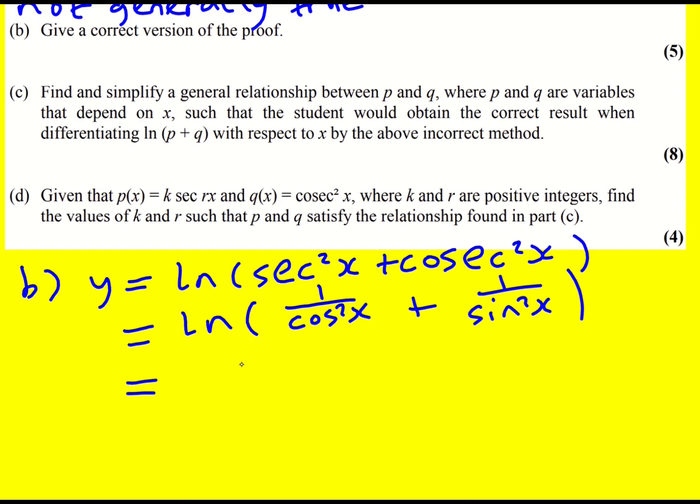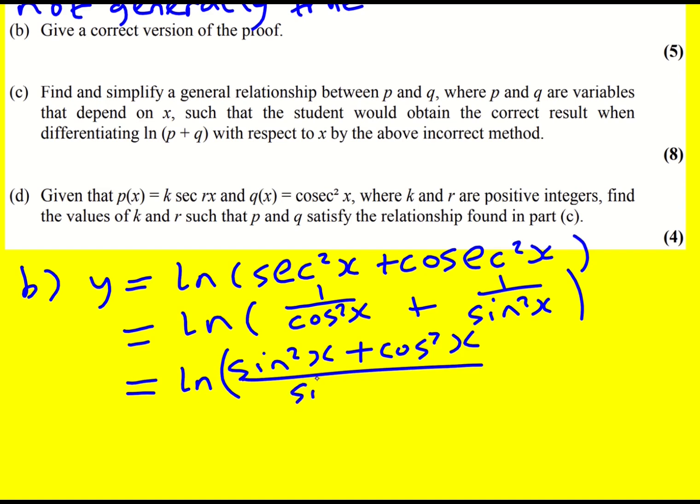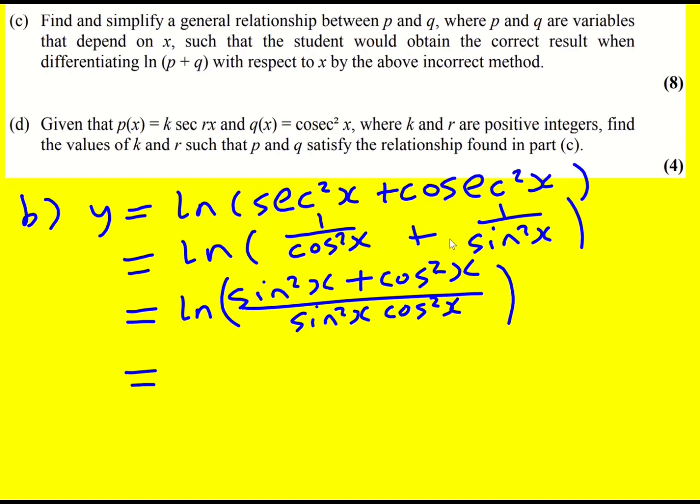So we're going to cross multiply. We're going to get sine squared x plus cos squared x all over sine squared x times cos squared x. So basically I've got a common denominator, sine squared, cos squared. I've just had to multiply this one by sine squared top and bottom, this one by cos squared top and bottom. This is brilliant because the top is identical to 1.